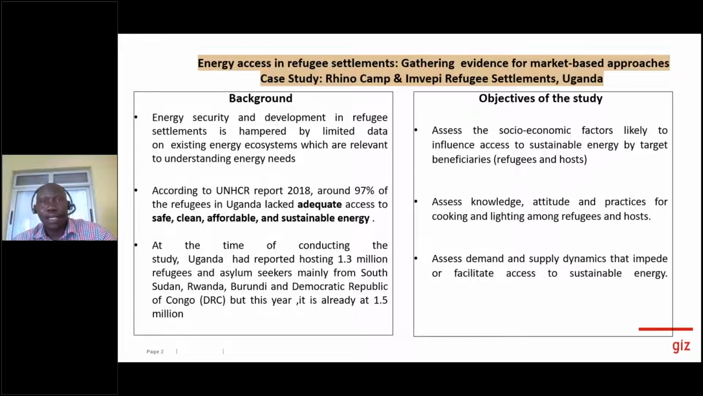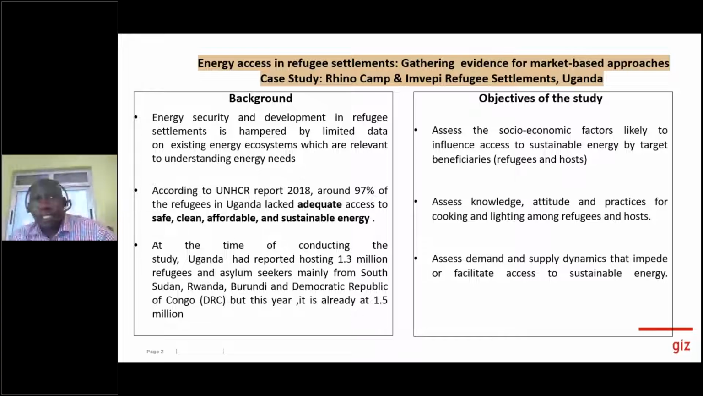Imagine the pressure that the population exerts on the finite resources, especially the energy resources in these settlements, on top of the host population also present in these areas. So one thing that was very important was to understand the demand and supply dynamics that could either facilitate or impede the interventions that we had planned in our project ESDS, as well as ENDEV.